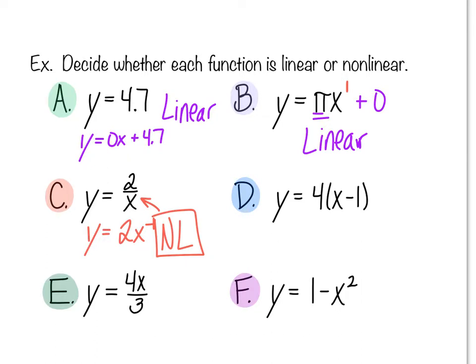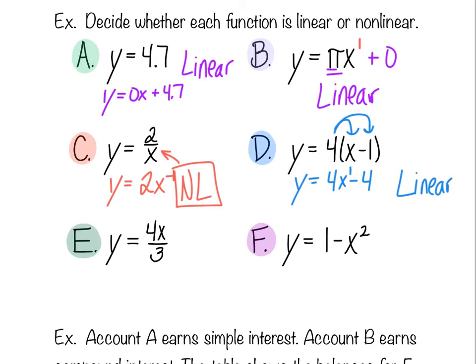For example D, we can go ahead and distribute this, and this is going to give us y equals 4x minus 4, and that's linear. It's in slope-intercept form. The exponent is 1, right? So that's okay. That's what linear functions are.